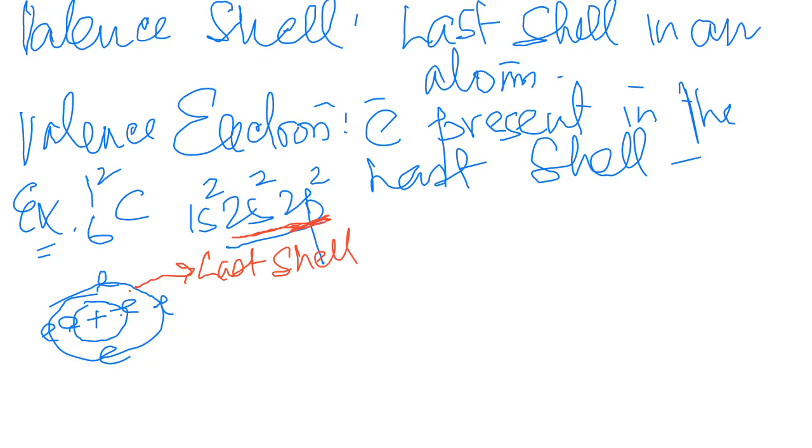And the electrons, how many? 4 electrons are present in the last shell. The electrons present in the last shell are known as valence electrons. Is this clear to you? Yes, teacher, this is clear. Anybody for whom it is not clear, I will give another example.